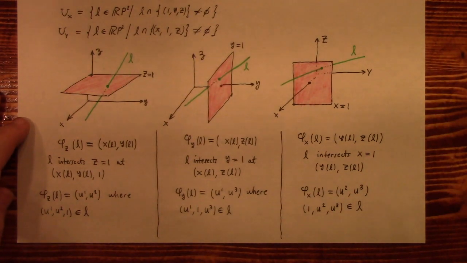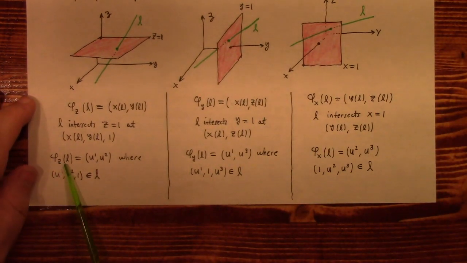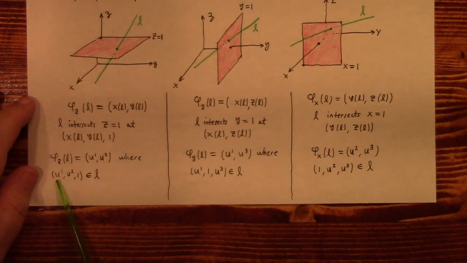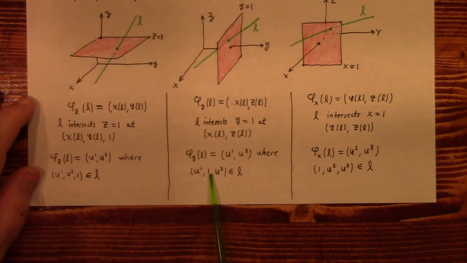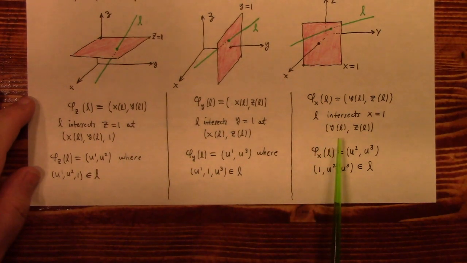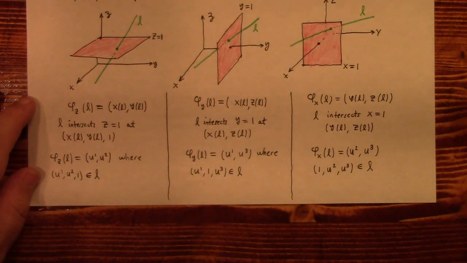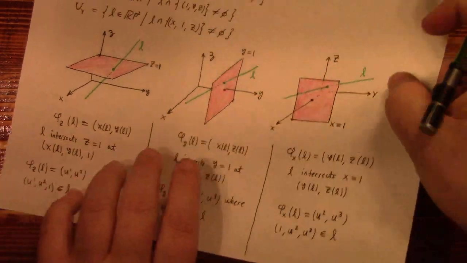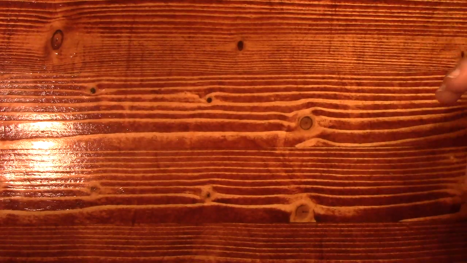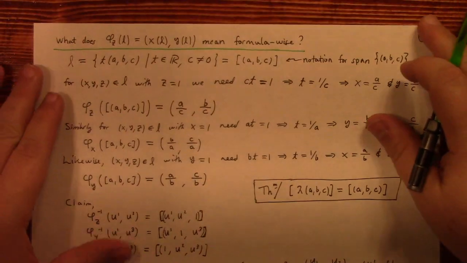I think Lee gives the description. Phi z of L is u1, u2, where u1, u2, 1 is an element of the line. Phi y of L is u1, u3, where u1, 1, u3 is an element of the line. And phi x of L is u2, u3, where 1, u2, u3 is an element of the line through the origin. Fine, you can do that, but how do I calculate a transition function from that? We really need formulas. Well, I need formulas. Maybe other people don't, but I need formulas.